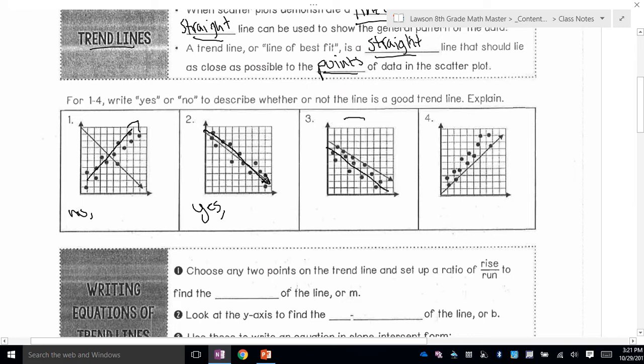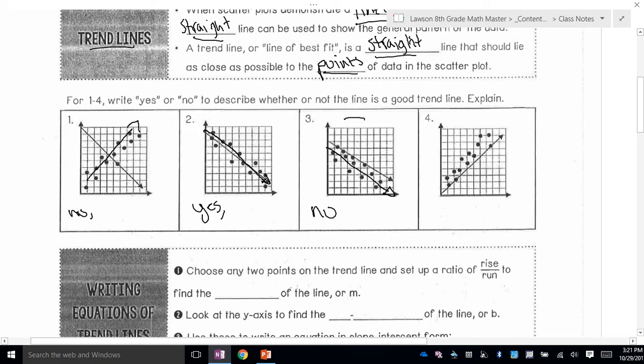So I'm going to draw my own trend line. It is negative, but it should look more like the line that I drew that went in between all of the data. You want about half the points above your line and half the points below your line. Does that make sense? Half the points above it and half the points below it. So we're going to say no.